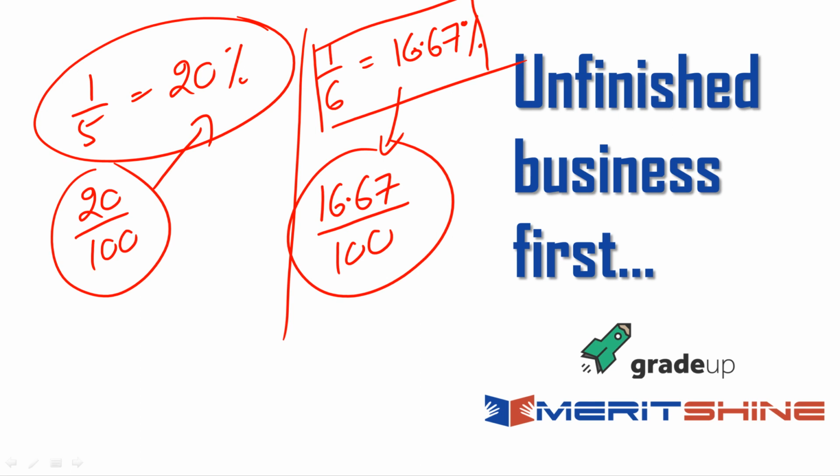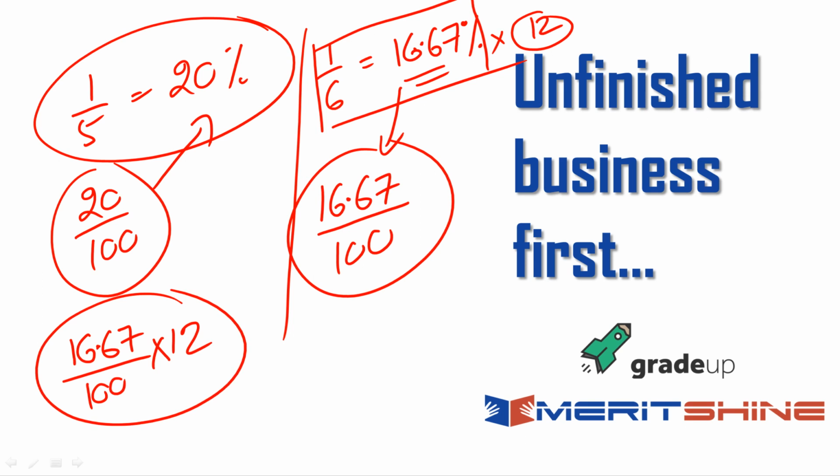16.67 by 100 into something. For example, if I ask you to calculate 16.67% of 12, listen to it very carefully. There are two ways. One way would be that I write this 16.67 by 100 into 12. Look at this calculation. 16.67% of 12. It scares me. I don't know about you, but it scares me. I do not use a calculator.